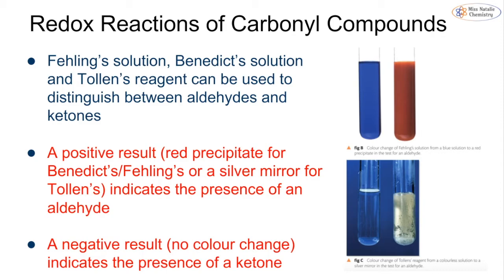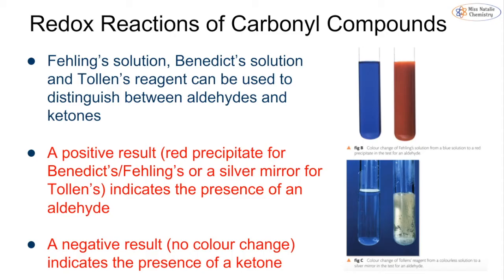So we can then use Fehling's, Benedict's and Tollens' reagent to distinguish between aldehydes and ketones. If we have an aldehyde, we will see a positive result, i.e. the red precipitate or the silver mirror. If we get no colour change, this tells us that we have a ketone.